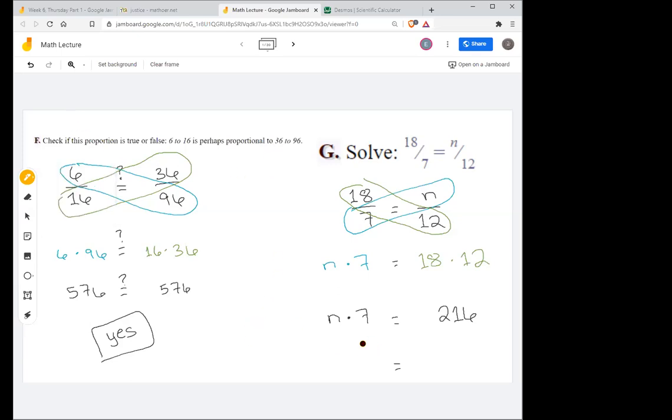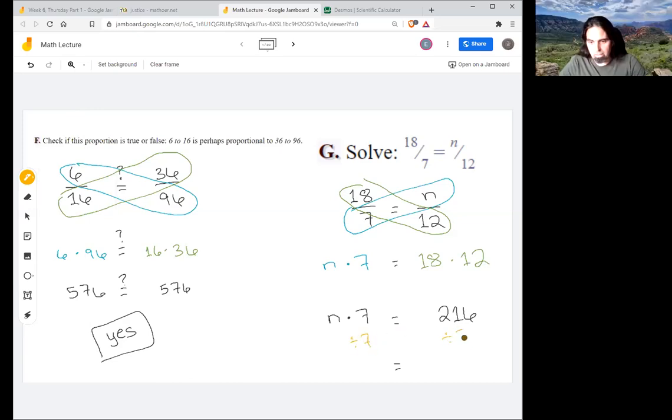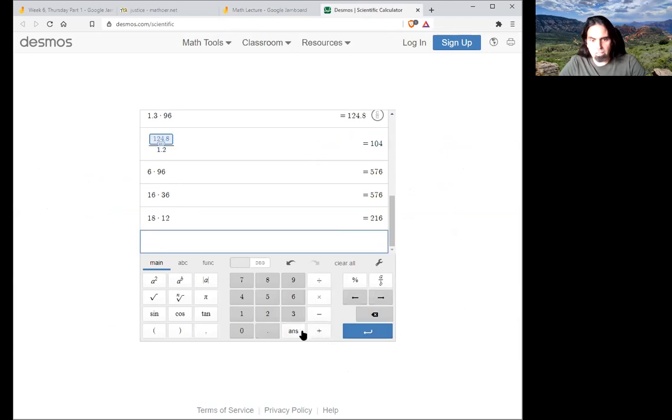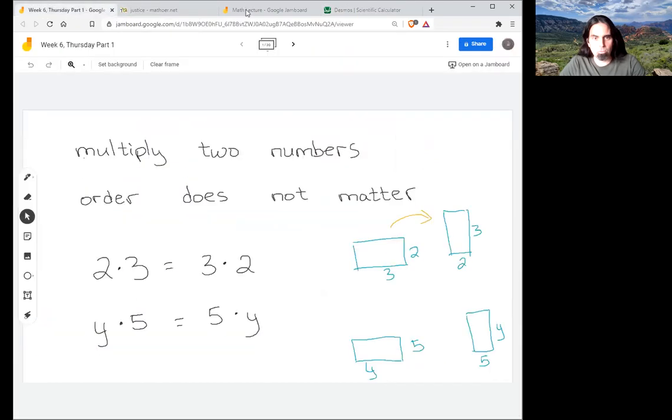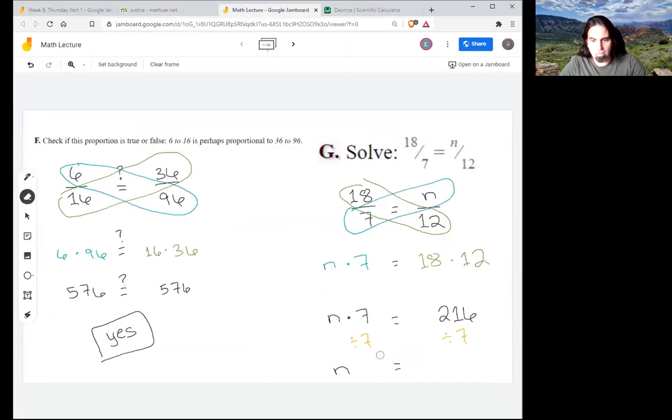Would you divide both by 7? That gets the n by itself and says the answer is 216 divided by 7, about 31. These aren't word problems, so I'm not sure how much to round, if any. I'll just round a bit.